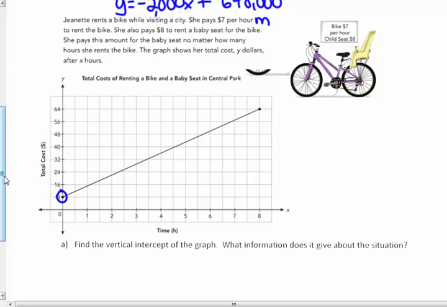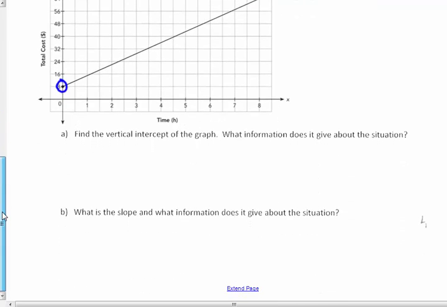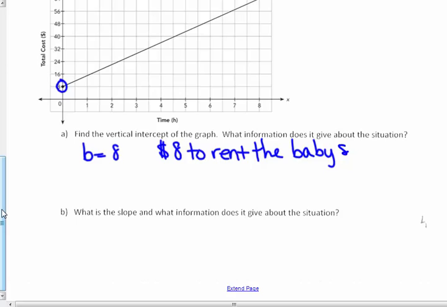The graph shows her total cost, y dollars, after x hours. Find the vertical intercept of the graph. What information does it tell you? So b is 8. It is the $8 to rent the baby seat. So she had a cost right from the start because she rented the baby seat.